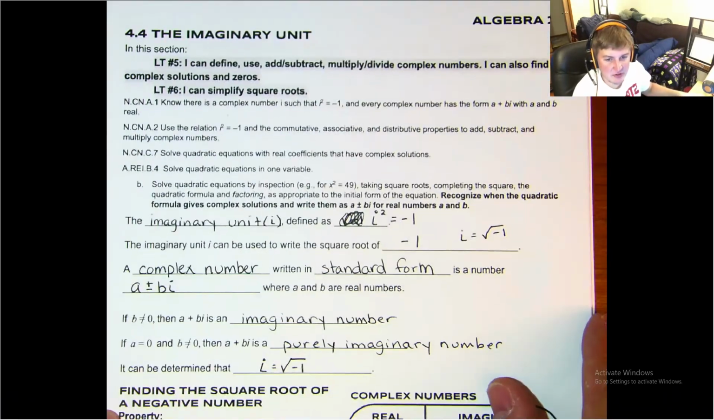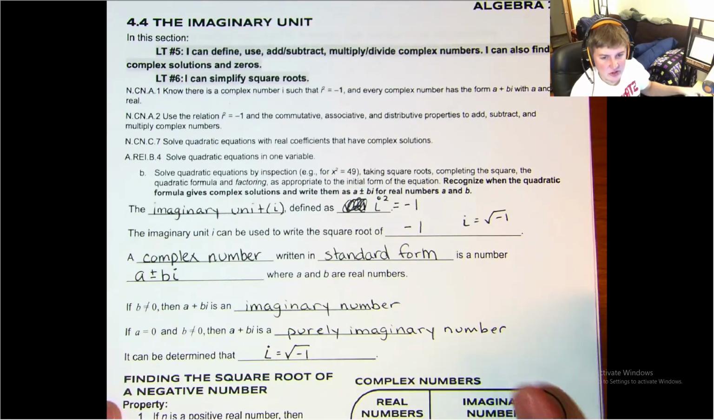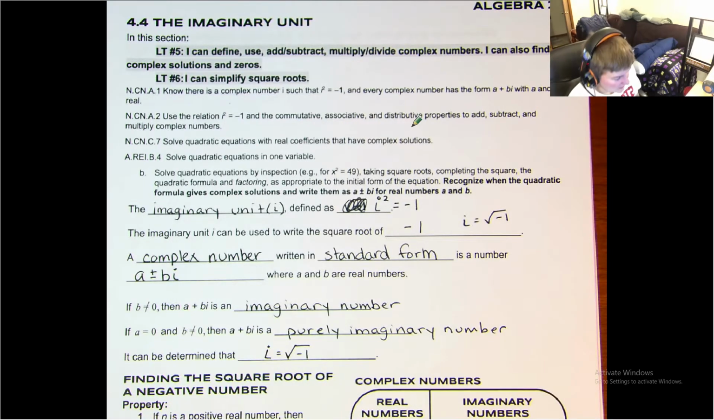4.4 is going to be all about the imaginary unit. We are going to have two learning targets. One, you're going to be able to simplify square roots. Another is that you're going to be able to define, add, subtract, multiply, and divide complex numbers, and find complex solutions and zeros.